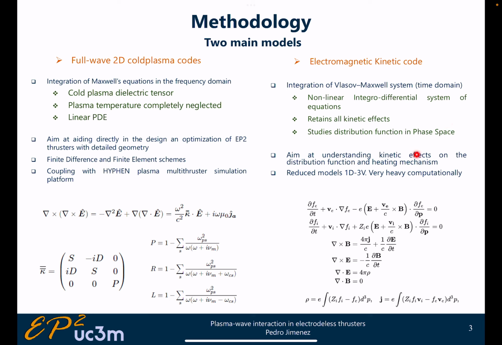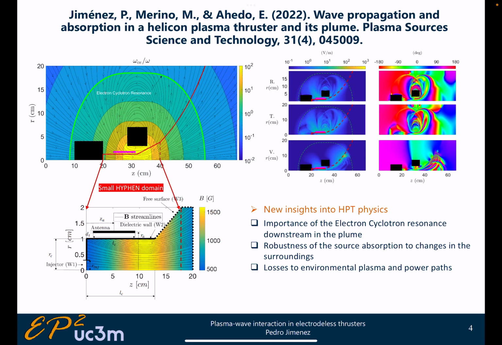The problem with this is that they are really, really heavy, orders of magnitude heavier than the others. And we have to generally rely on lower dimensionality models and simplified configurations to study little academic problems, but this is giving us a lot of information so we can understand better the physics. So this is like a summary of my thesis, the two main blocks that we have in it.